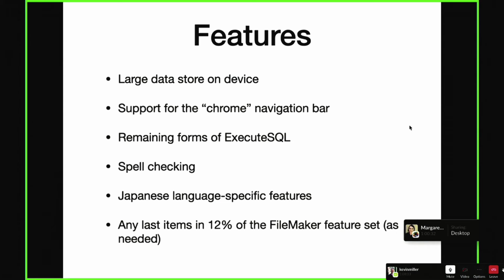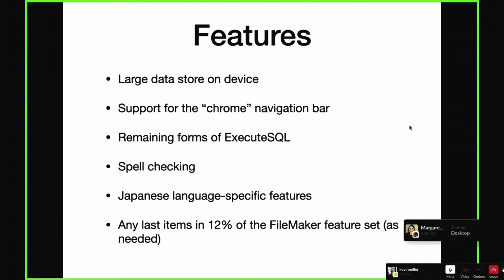Support for the navigation bar. This is the bar that you can put up to navigate between records. It's an option in FileMaker Go. And it's interesting, actually, how many solutions seem to use this. We didn't think that it would necessarily be that popular, but it's been a piece of feedback that we've had repeatedly. And so it's something that we will be adding support for.